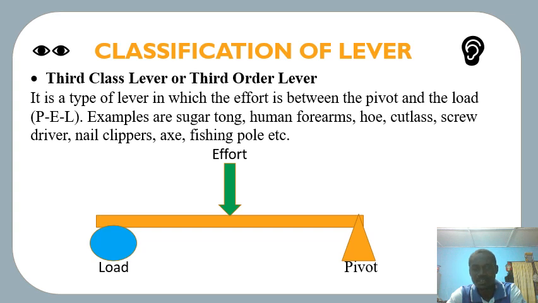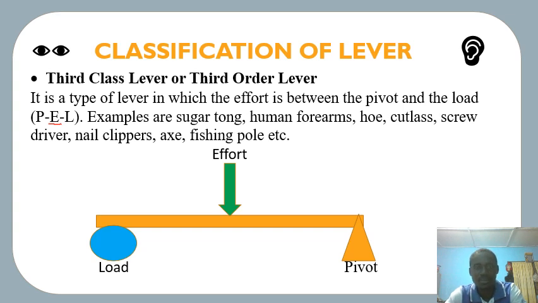Let's look at the third class of lever. For the third class lever, the effort is between the load and the pivot, or the effort is between the pivot and the load. As I told you earlier, the effort is on the middle part.